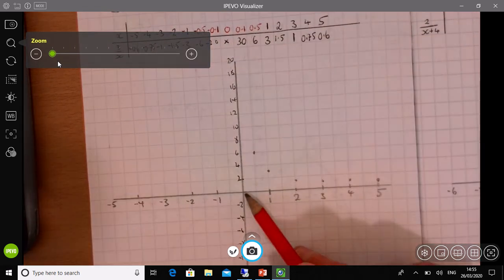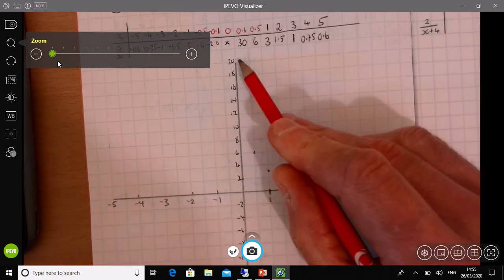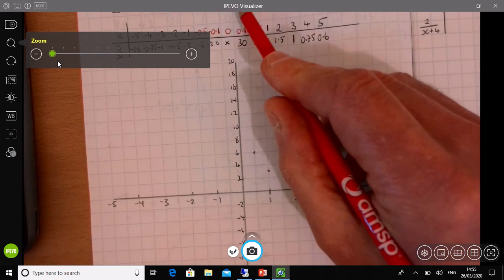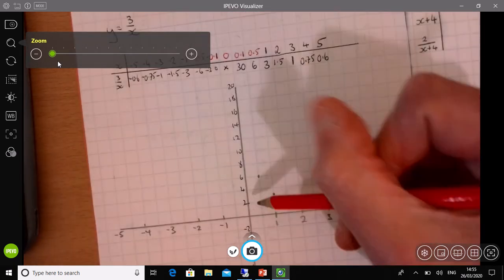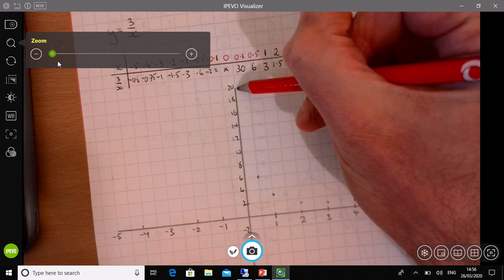Now, 0.1. 0.1's kind of about there. It's going to go to 20. Well, it was actually going up even further. It was going to be right up here somewhere. But let's go a little bit before. It's going to be about there somewhere.